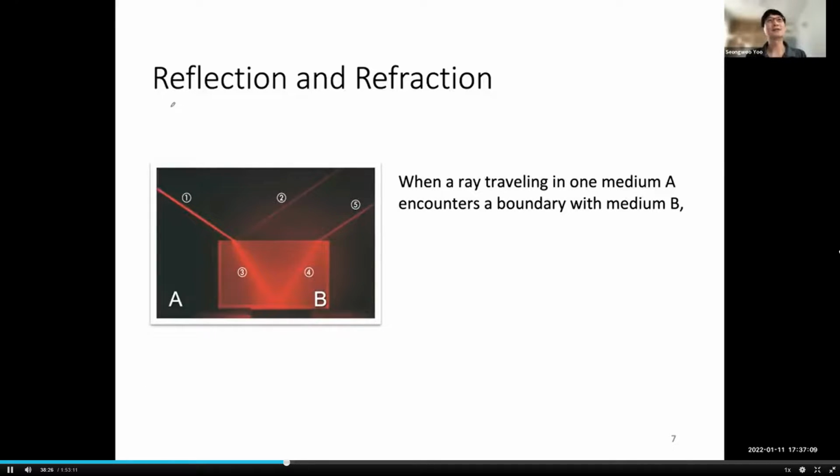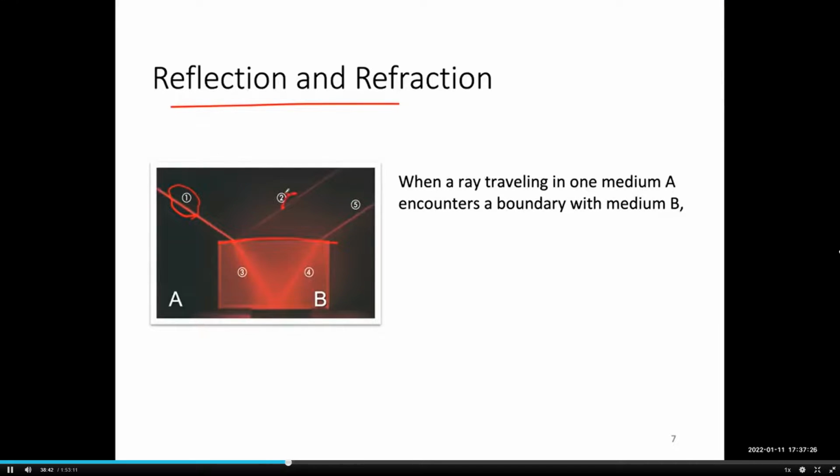Now, the very first topic is reflection and refraction. We know that when light strikes the boundary of 2 different media, part of the light will be reflected, and part of the light will be refracted into the second medium. In this diagram, we can find two boundaries. We have a boundary on top of this medium B, and another boundary at the bottom. Therefore, we can find 2 reflections as well as 2 refractions.